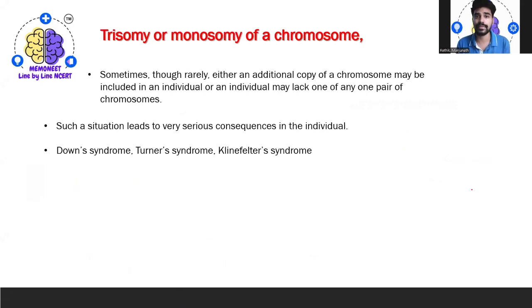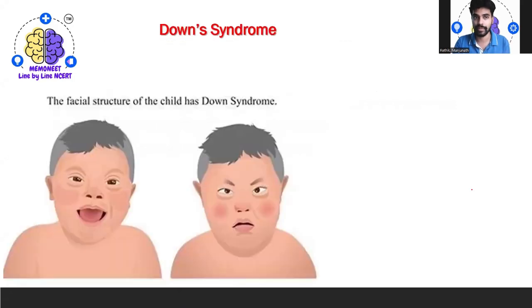Now, sometimes, in a very rare condition, an additional copy of a chromosome may be included in an individual, or an individual may lack one chromosome of a pair. Out of 46 chromosomes, sometimes there could be 47, or sometimes 45 chromosomes. This is called trisomy or monosomy of a chromosome. Such a situation could lead to very serious consequences in an individual, such as Down syndrome, Turner syndrome, and Klinefelter's syndrome. We will study them one by one.